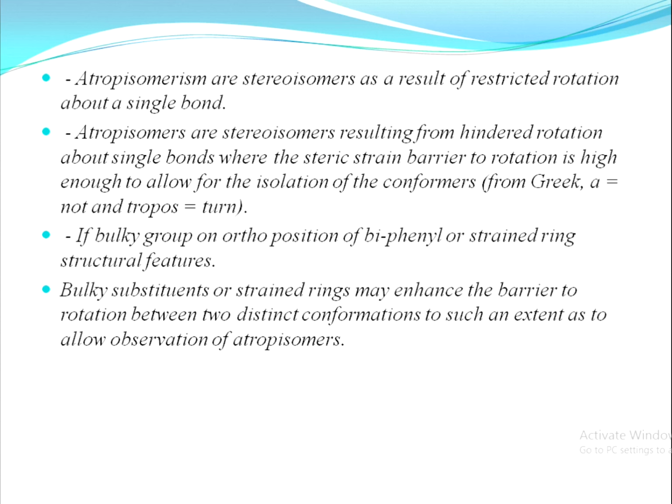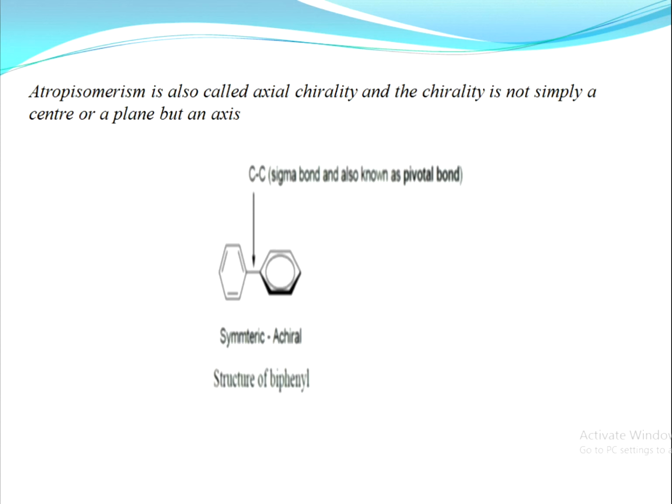This is the criterion for the observation of atropisomers. We can also call it axial chirality. Chirality here is not simply a center or a plane, but an axis. You can see the sigma bond, which is also known as the pivotal bond. That is a chiral structure of a biphenyl.